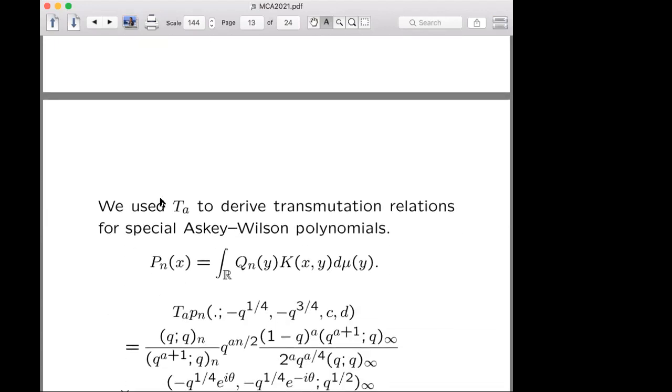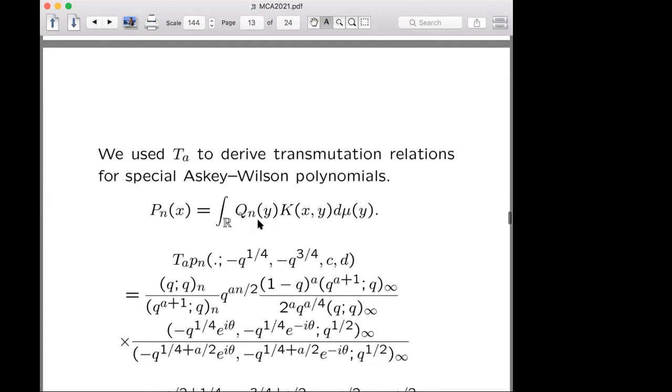And then we also used this TA to derive what's called transmutation relations or connection relations. Okay, so what's the connection relation? I have two families, Pn and Qn, of polynomials, and I want to write Pn as an integral of Qn times something that does not depend on n. If I have the same family, an Askey-Wilson family, this can be an Askey-Wilson with a set of parameters, and this is a different Askey-Wilson with a different set of parameters. And I can write down this connection.